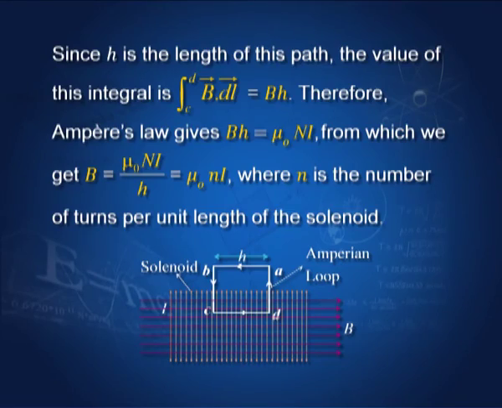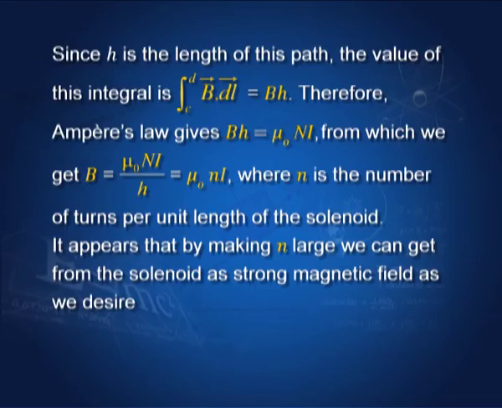Therefore, B is equal to mu 0 small n times I, where small n now represents the number of turns per unit length. And you can see that because this n is within my power, I can make n large or small, and therefore, I can adjust the field. In fact, a solenoid is useful only because we can have fields of the strength we desire, and by making n as large as we need, we can make the field very strong.